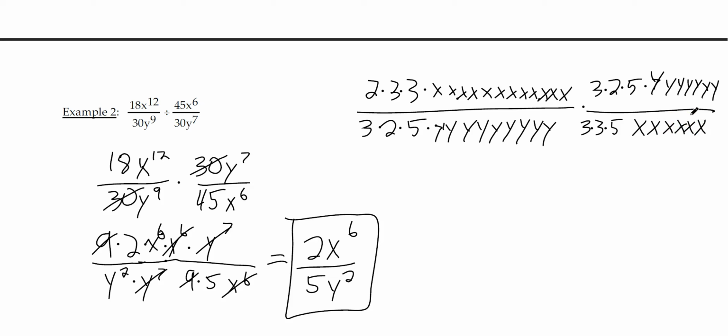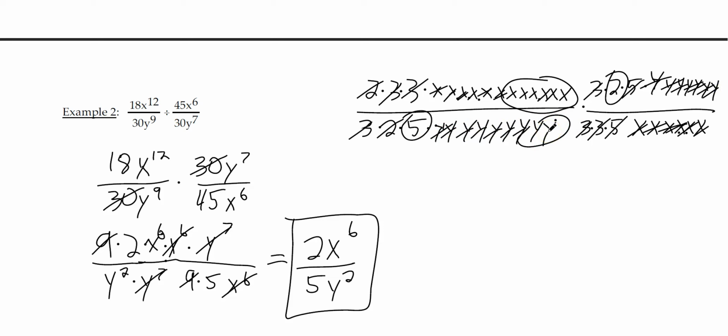You could go to this extent so that you could then see 2 reduces, 3 reduces, this 3 reduces, this 3 reduces, this 2 does not, this 5 reduces. So there's our 2 and our 5 in our answer. And then 1, 2, 3, 4, 5, 6. There goes all the x's left over. There's the 6 left over. And 1, 2, 3, 4, 5, 6, 7. And there's the 2 left over in the denominator, 2 y's.